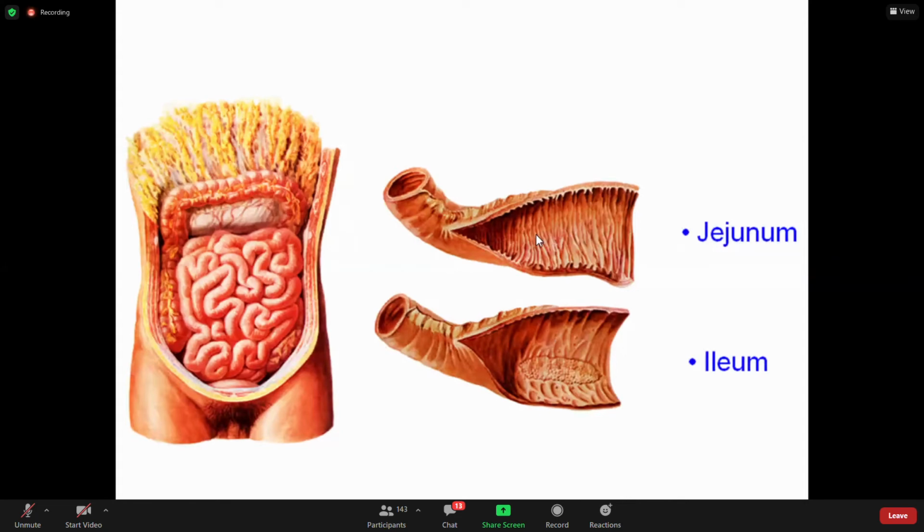The number or density of the plica circularis, the size of the plica circularis, will be more as compared to the ileum, and here the plica circularis will be closely set as compared to the ileum. These are the features by which you can differentiate.